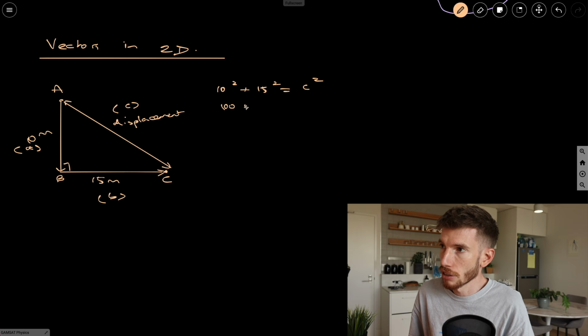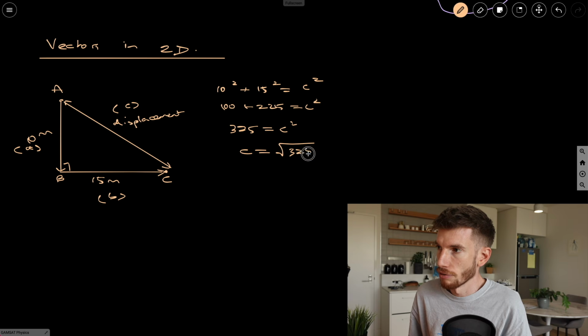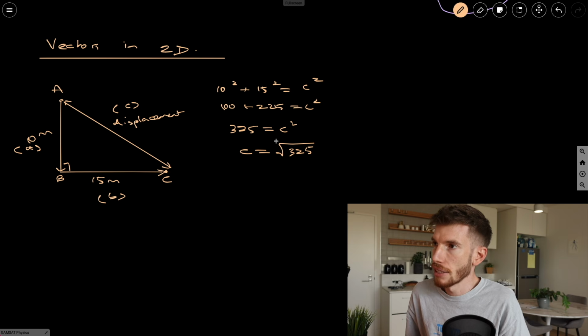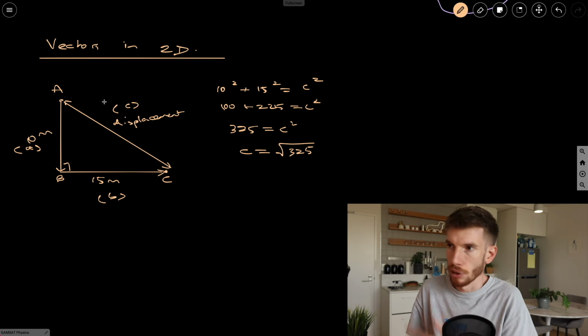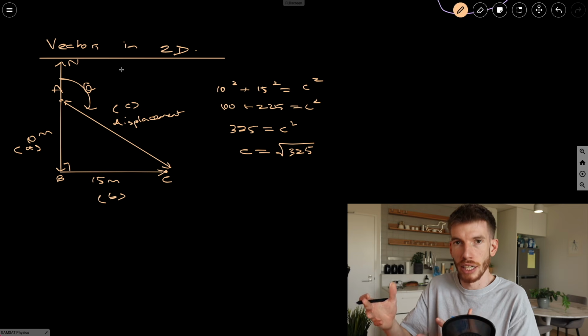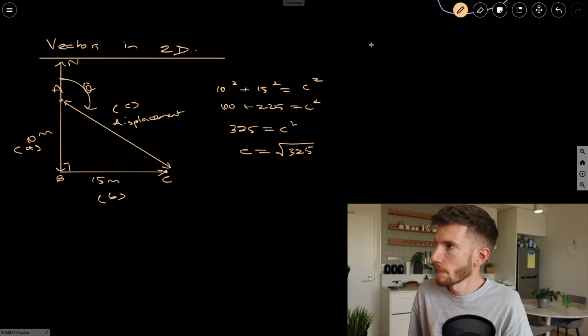So this would be 100, this would be 225 c squared, and this is straight into the maths at this point. 325 is equal to c squared, and then c would equal the square root of 325, like that. We won't worry about the decimals here in this case. So this is one example of it, right? You'd use trigonometry to work out the bearing from north, like this, and work out some angle and then describe the direction to it as well.